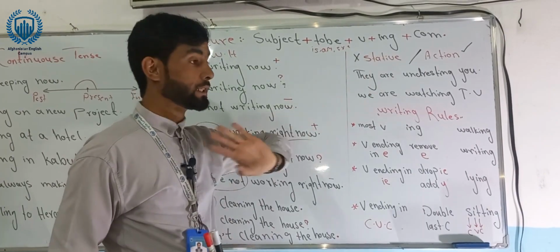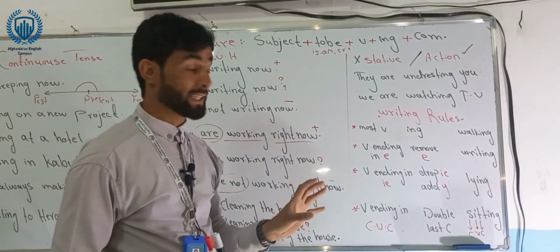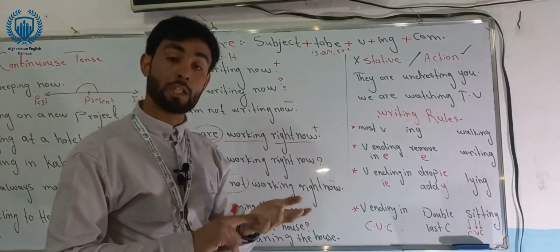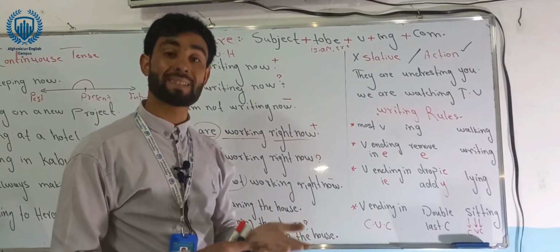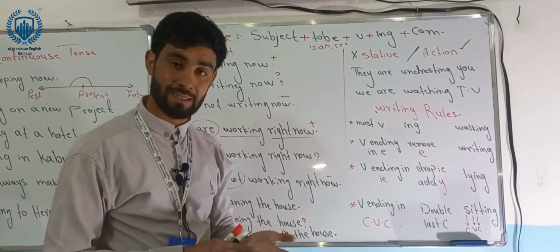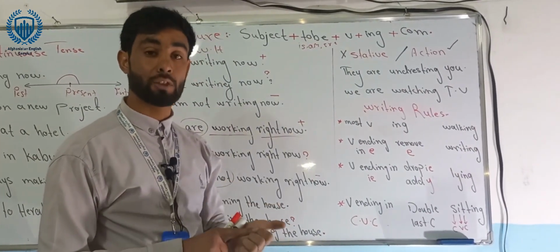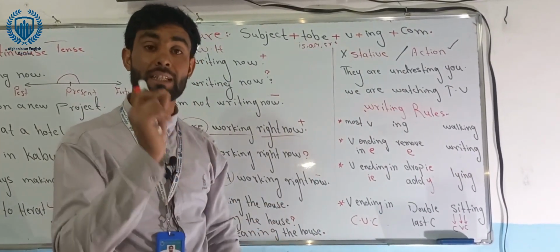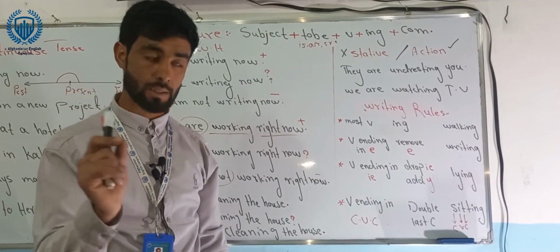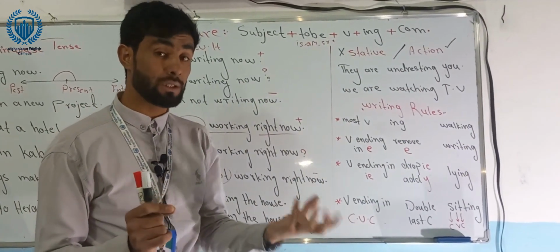With stative verbs, we cannot use continuous tense. Such as if I say know. Know is a stative verb. Understand is a stative verb. Love is a stative verb. Hate is a stative verb. These stative verbs cannot be used with the continuous tense. Then what to do? What to do with these verbs?